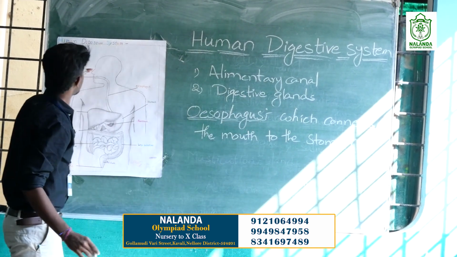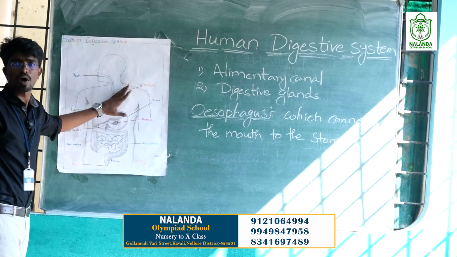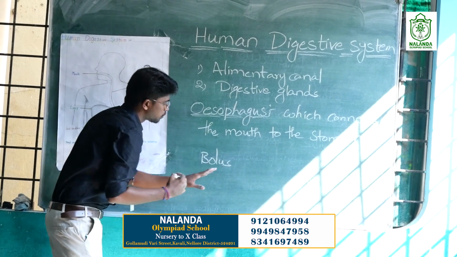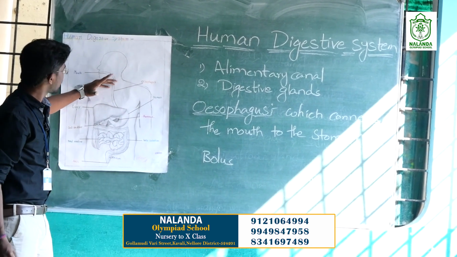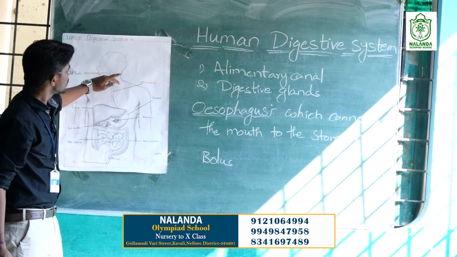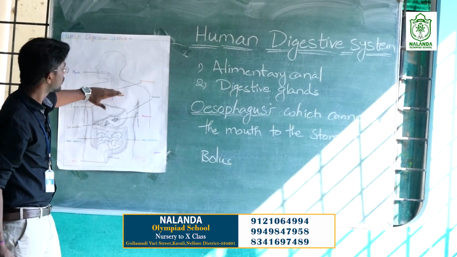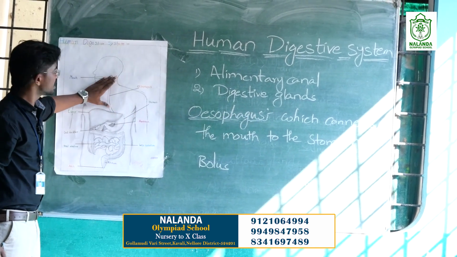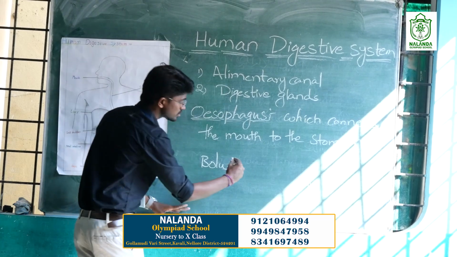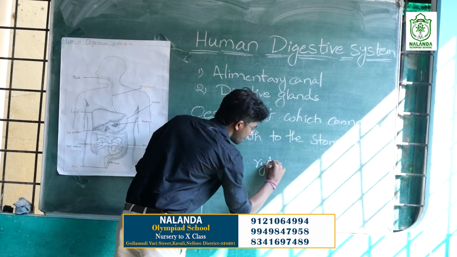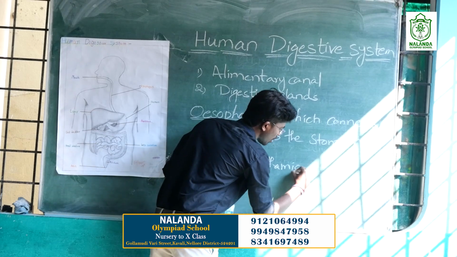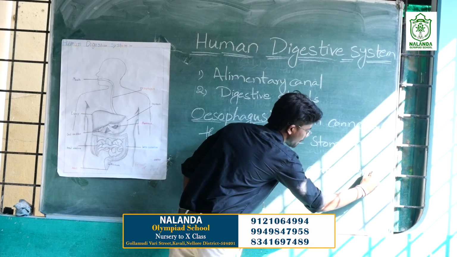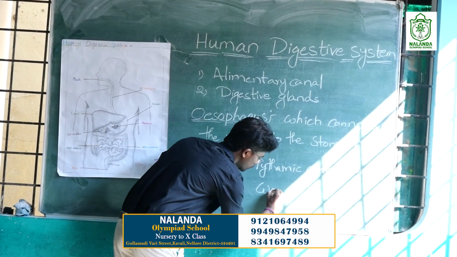Children, in the mouth section, the tongue pushes the moist food, which is known as bolus. It pushes the bolus towards the pharynx, and then the pharynx pushes the food into the stomach through the esophagus. In this process, we observe several rhythmic contractions or wave-like movements.